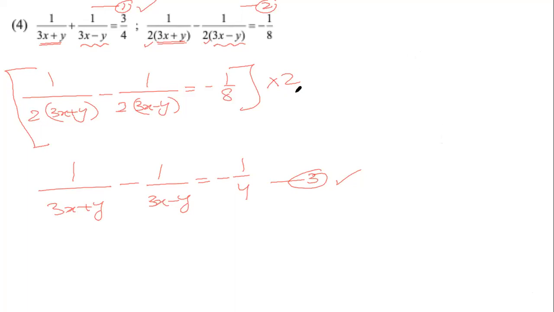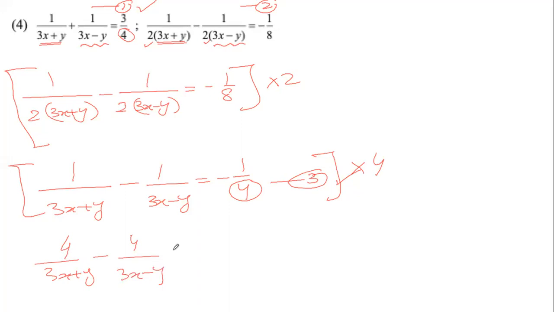Beta, I said while I was solving that question, I don't like fractions. I know how to deal with fractions, but I don't like them. So I will try to remove these denominators. Now I will multiply 4 to this equation. When I multiply this equation by 4, the new equation becomes 4 by 3x plus y minus 4 by 3x minus y equals to minus 4.